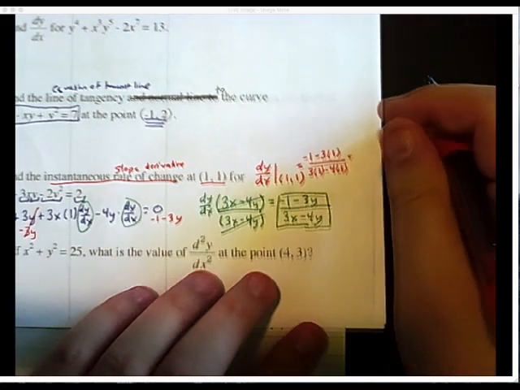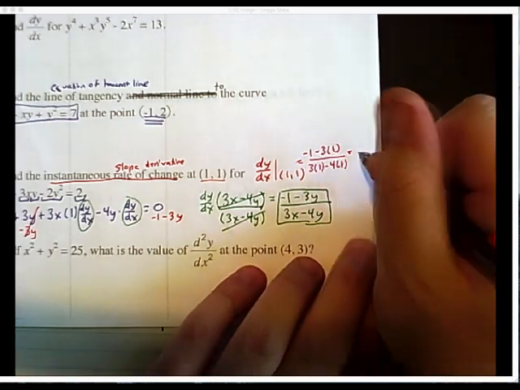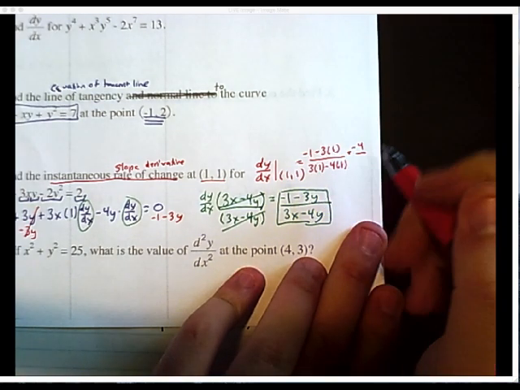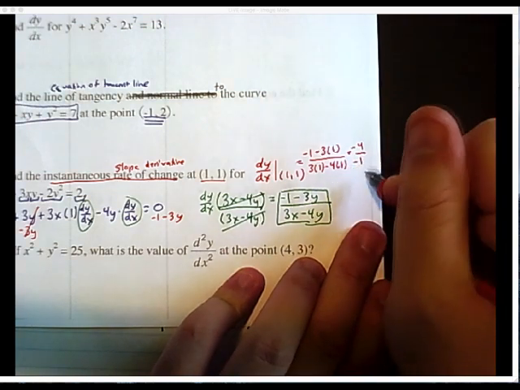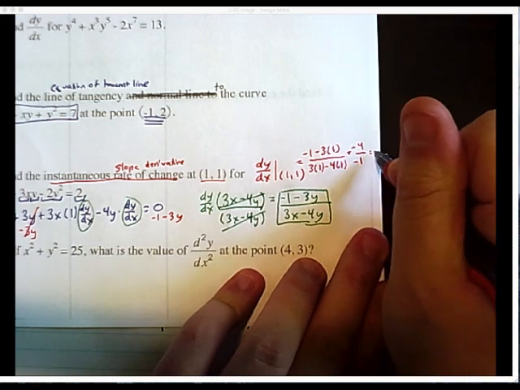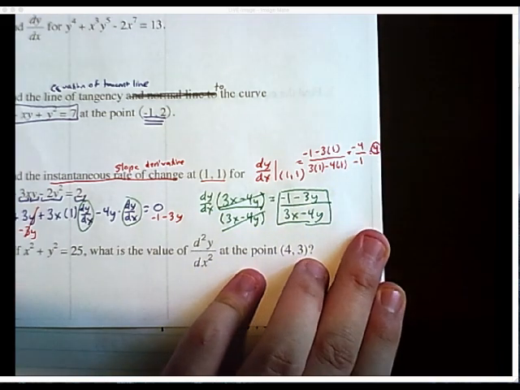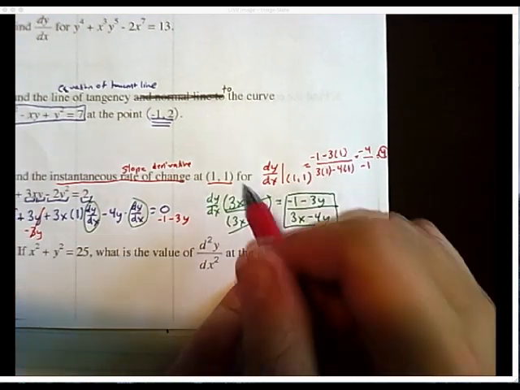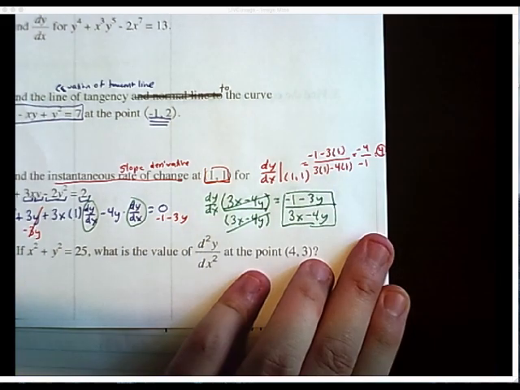If we do some simplifying there, negative 3 times 1 is negative 3. Negative 1 minus 3 is negative 4. 3 times 1 is 3. 4 times 1 is 4. 3 minus 4 is negative 1. And negative 4 divided by negative 1 is positive 4. That's my answer there. The slope at this point, the slope of the tangent line, would equal 4.